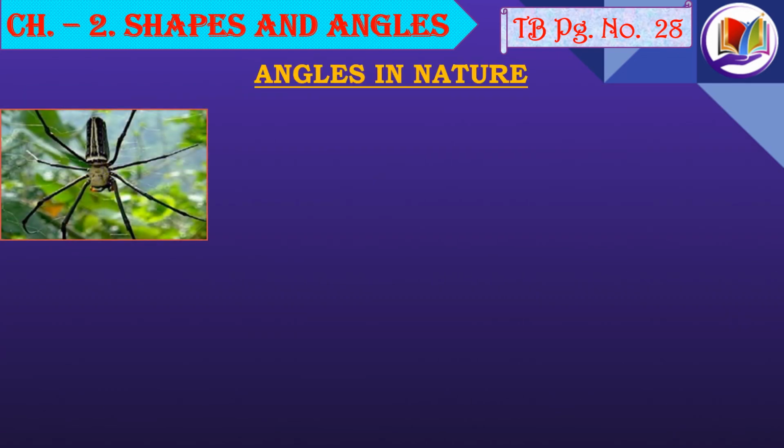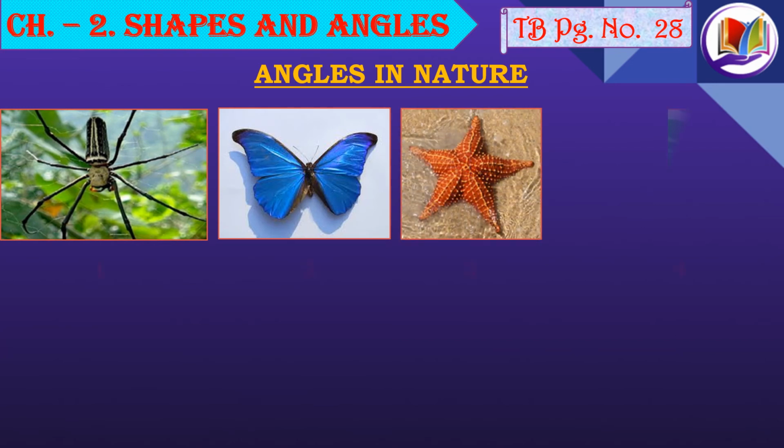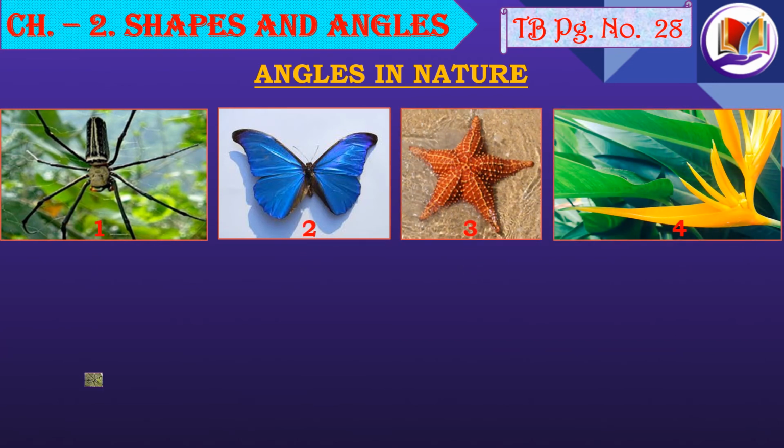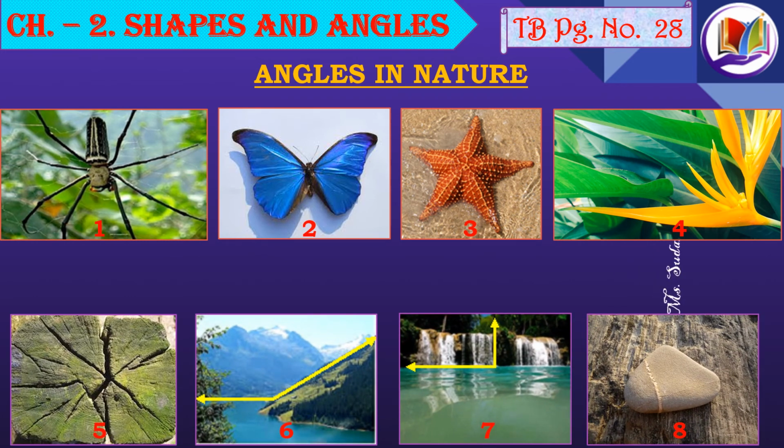Here are some more examples of angles in nature. Different types of birds, animals, flowers, nature, mountains, rivers, stones, where angles are formed. So, angles can be seen anywhere around us in nature. Can you just write down names of few of them that you might have observed?